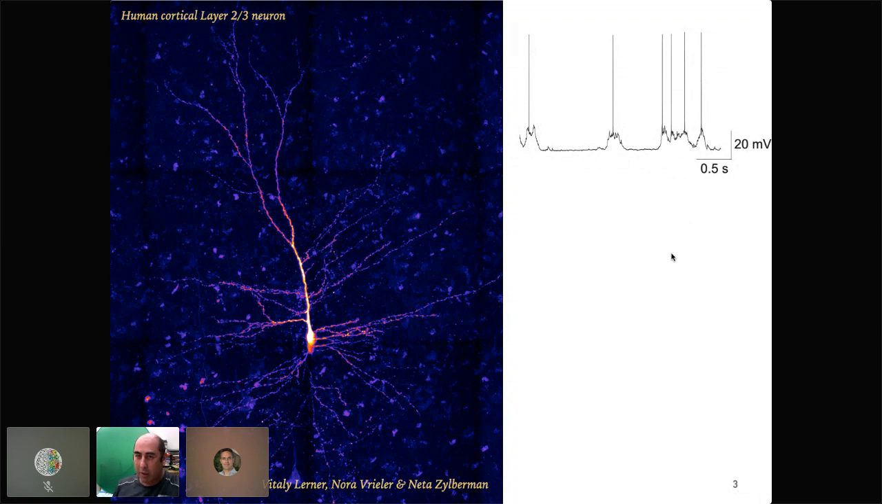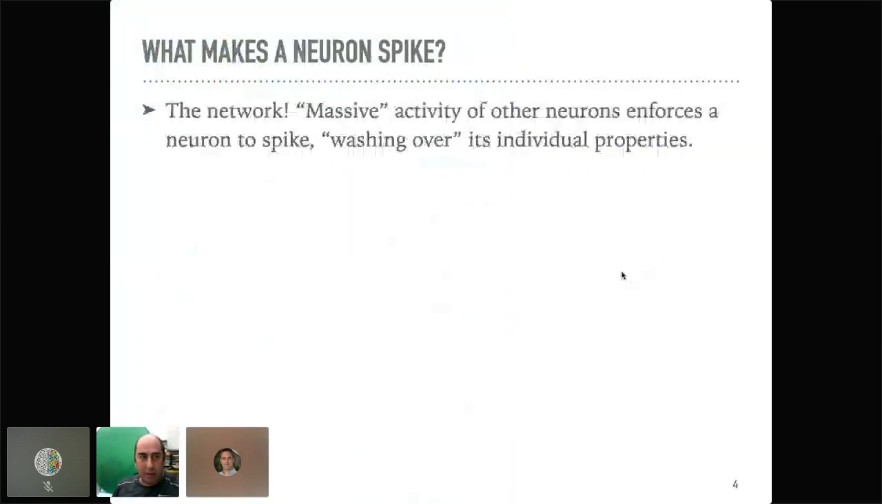And of course, many people worked on that, and we basically know the answer, right? The answer is that there is a threshold for action potential. When the membrane potential crosses the threshold, there is a spike. And what makes the membrane potential cross the threshold is basically that there is some inhibition and excitation coming to the dendrite. And whenever there is enough excitation, then the membrane potential depolarizes enough to cross the threshold, right? So what makes a neuron spike is simply the activity of the network.